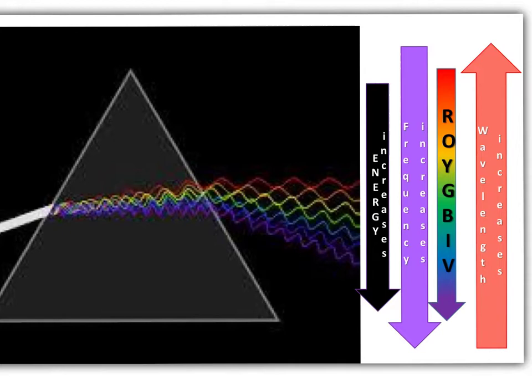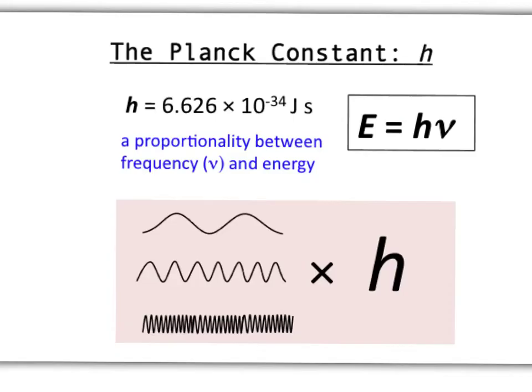While all colors of light travel at the same speed, 3 times 10 to the 8 meters per second, as they're refracted, they bend at separate angles, which is why prisms make the little rainbows. We can use Planck's constant in this equation, E equals h nu, to calculate the energy that a photon of light can have. There is a direct relationship between frequency and energy. As frequency increases, energy increases.